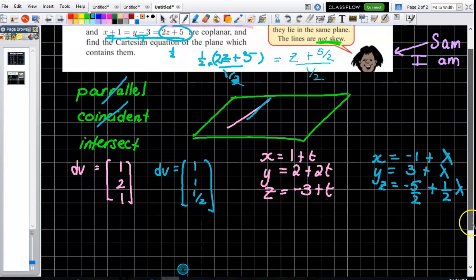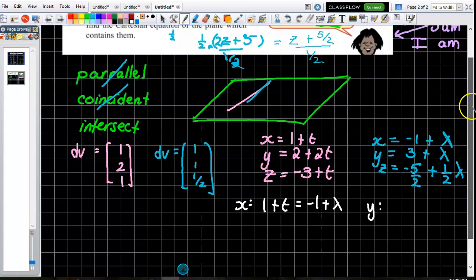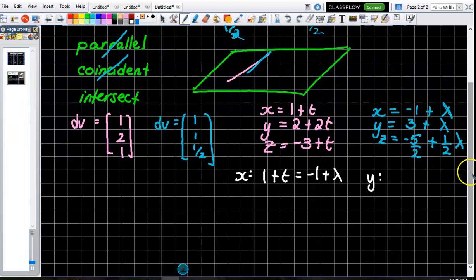Good save. So we're going to now equate, and hopefully things will be better this time. You're looking at the x's and we go 1 plus t equals minus 1 plus lambda. So you'll get an expression with t and lambda. Then you're going to equate your y values, and then you'll solve for lambda and t. Check that it works for z. Have you finished the question? No, because we want to find the equation of the plane.